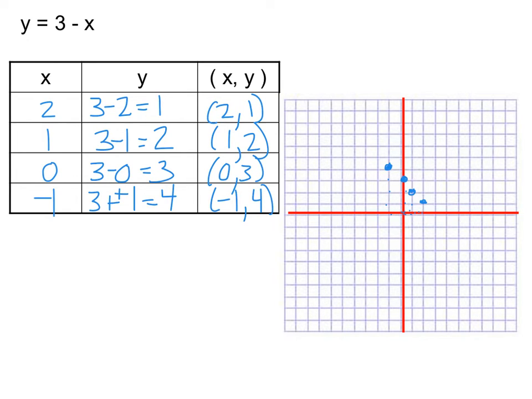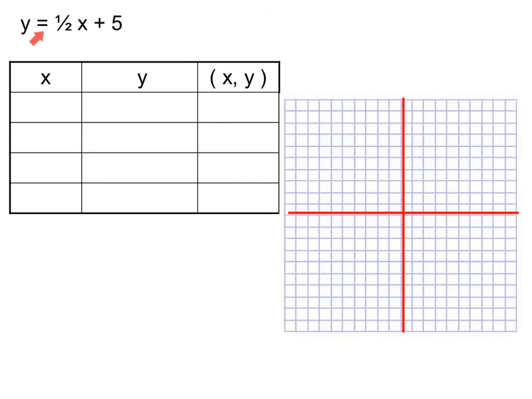And again, I draw a line through my points. Well, that wasn't so good, but you get the idea. They line up in a straight line, and that is now the graph of the function y is equal to 3 minus x. Okay, now let's look at graphing the function y is equal to 1/2 x plus 5.